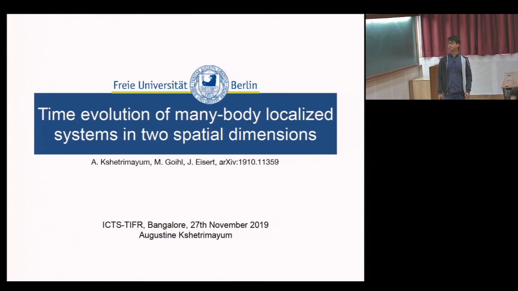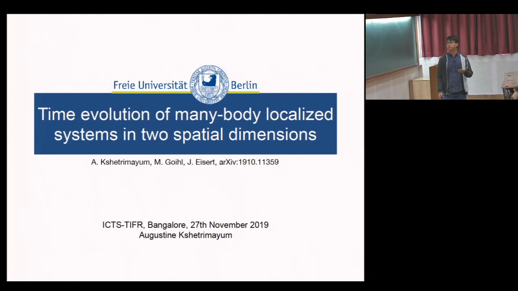Since we already had a lot of excellent introductions and lectures on many-body localization, I will not repeat it. So I will not give an introduction to many-body localization. Instead, I thought I would take some time to talk about tensor networks, which is the main workhorse that we use in our paper.